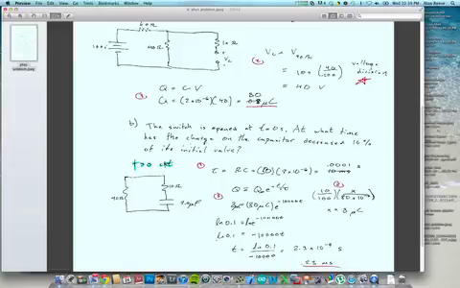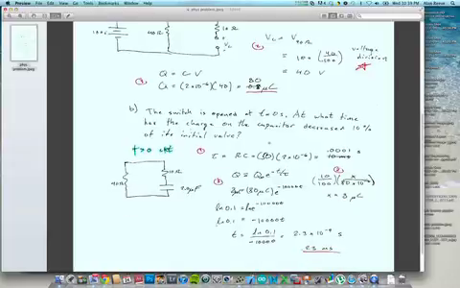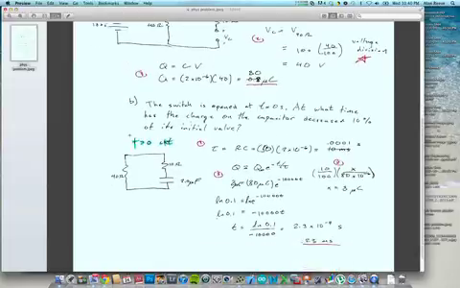And then for part B, they ask us at what time has the charge on the capacitor decreased to 10% of its initial value. And so we draw the circuit for which time is greater than 0, and it turns out to be this. And so we say, okay, what's the time constant? Since we know the resistance and the capacitance, we find it to be 0.0001 seconds, or 0.1 milliseconds.